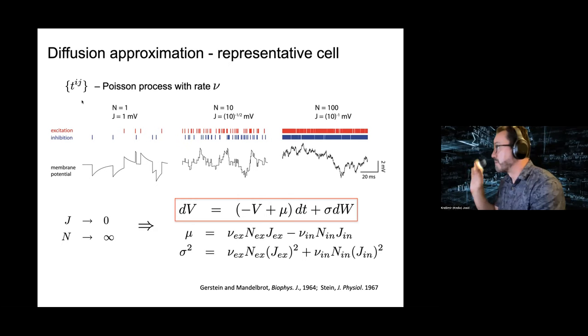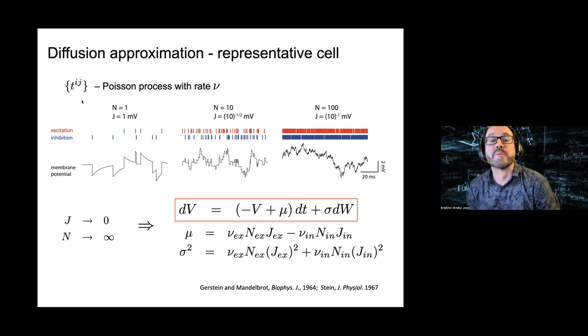So think of these as uncorrelated Poisson processes. When you sum them up, you just get a Poisson process with n times the rate of the individual Poisson process. And the same thing for the inhibition. When you have 100 of each, you effectively get 100 times the rate that you have all the way on the left-hand side where you have one of them. And in this case, you scale the input strength by 10 to the minus one, so by the square root of the number of cells.